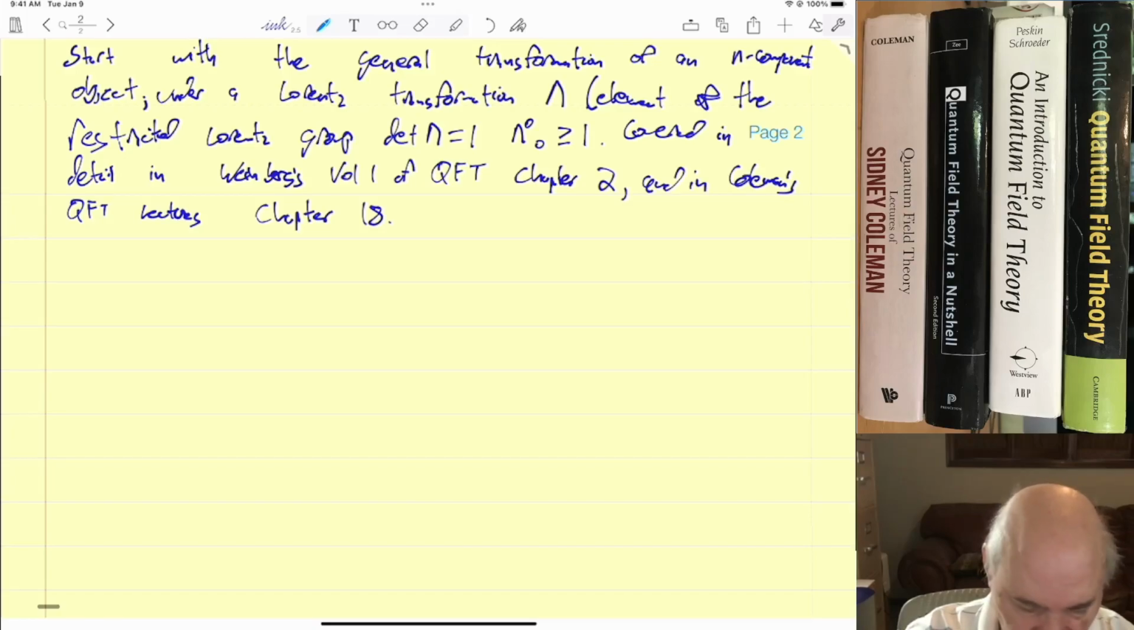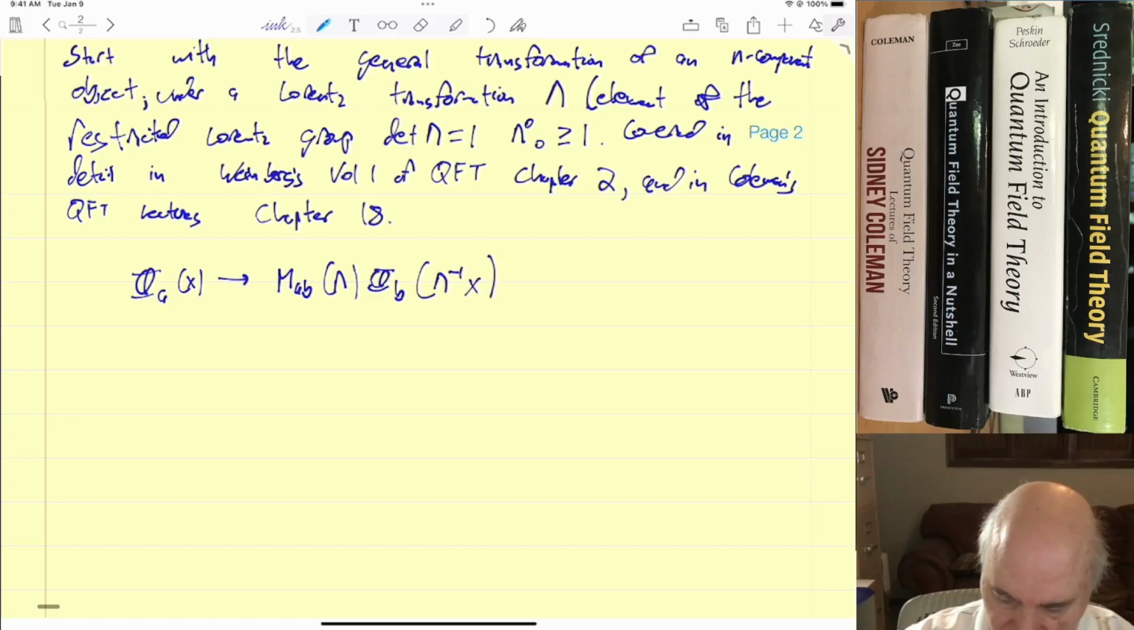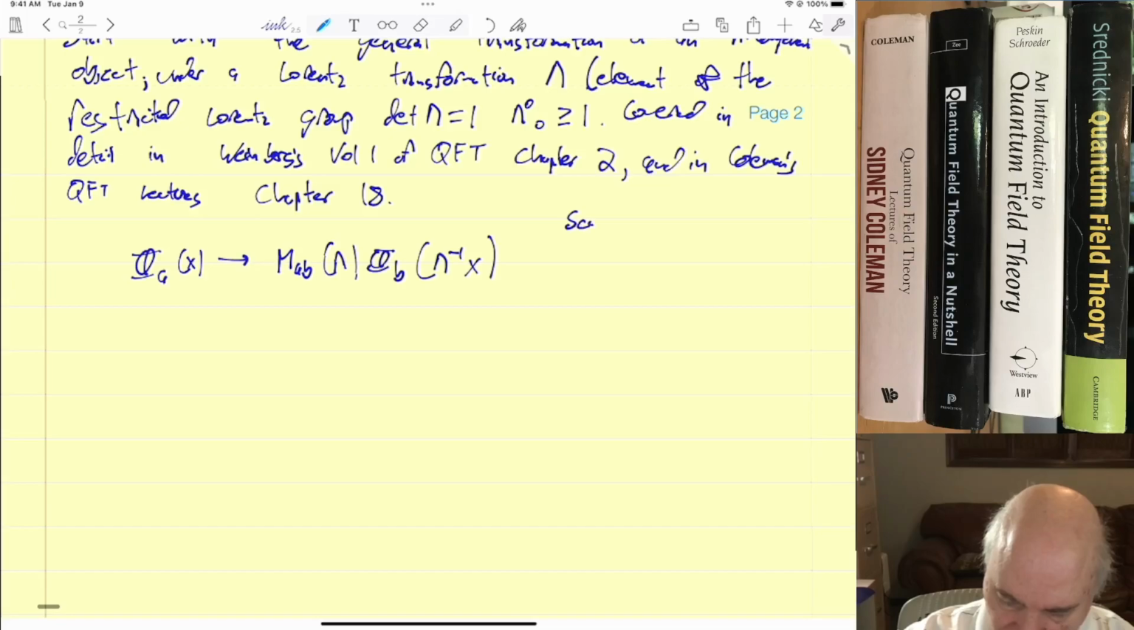So the law of transformation is going to be phi_a(x) goes to M_ab, which depends on the Lorentz transformation lambda. This is the matrix associated with lambda, phi_b(lambda inverse x). So just as an idea, for scalars, M is just the identity matrix. We don't mix up components for scalars. There's just one component. And for vectors, we would have a vector representation, which the book gives. I won't put it down. But there are others.